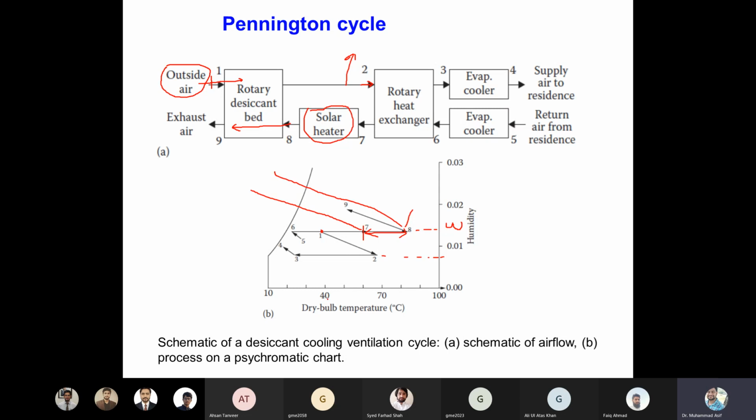Normally the directly measurable properties are the dry bulb temperature and the wet bulb temperature. If you know these two temperatures, you can get the enthalpy, and this heat is supplied in the form of sensible heat. Sensible heat is mainly the difference of H8 minus H7. Then you can find how much energy is required to regenerate the rotary desiccant bed. This energy is supplied from the solar air heater or the flat plate water-based solar collector.